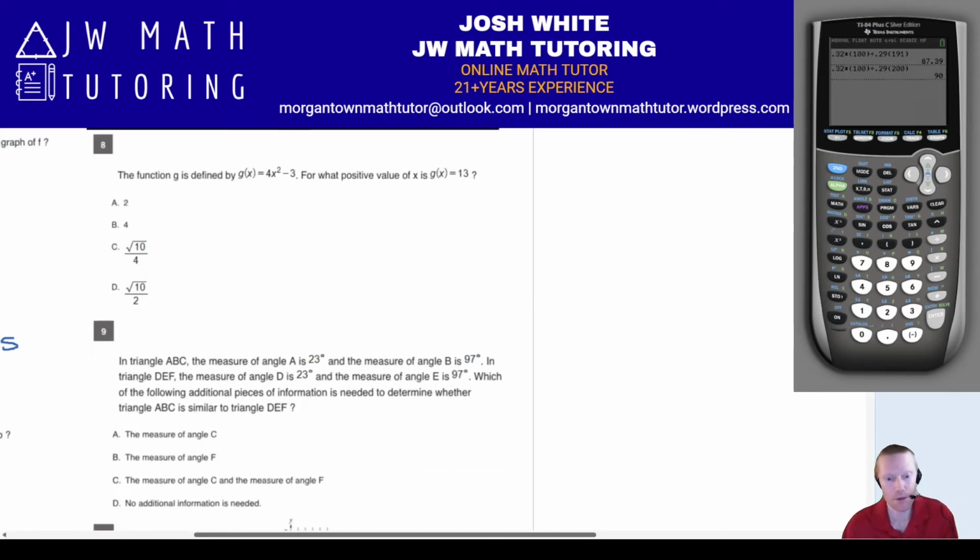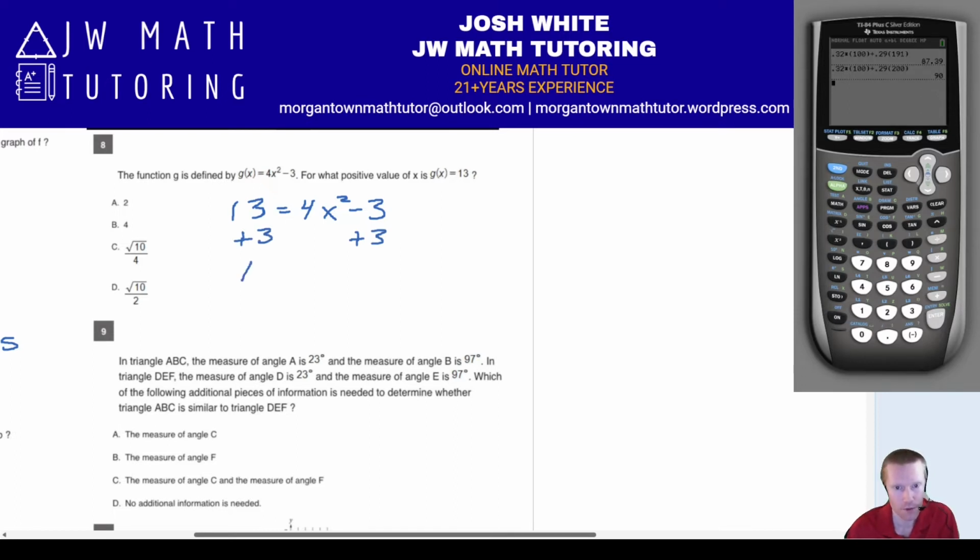Okay, the next problem we have coming up here is problem number 8. And here we have a function, but now instead of evaluating it, we're actually given the output of the function, and we're essentially asked to find the input. In other words, the output is 13, and we want to find what x value gives us that output. So this is just a basic quadratic equation to solve, and specifically, it's one that we can solve using the square root principle because there are no x terms. There's only x squared terms and number terms.